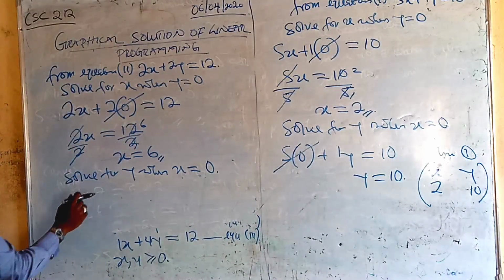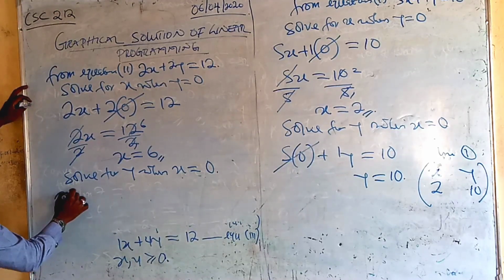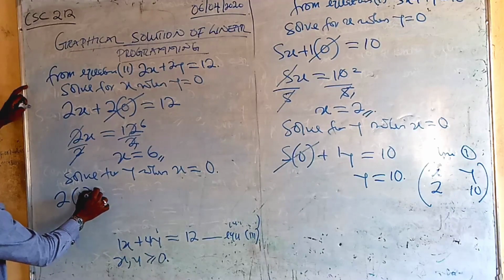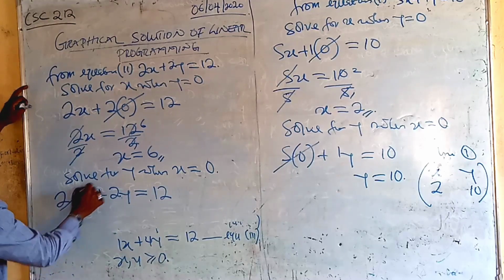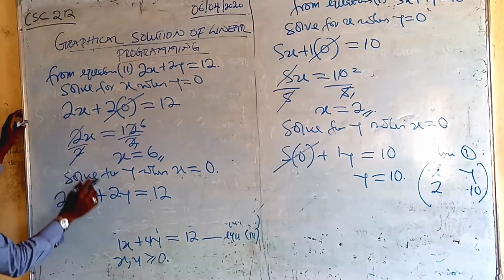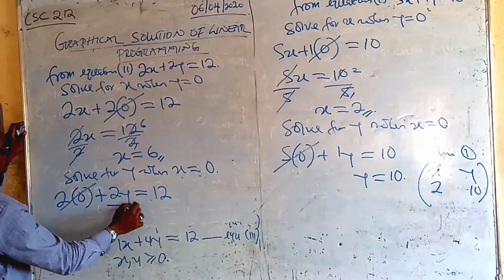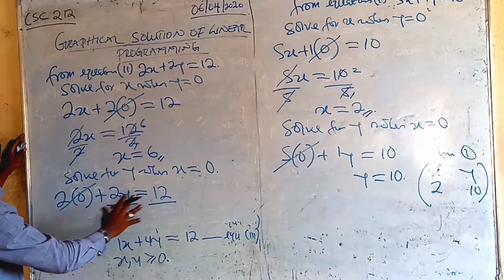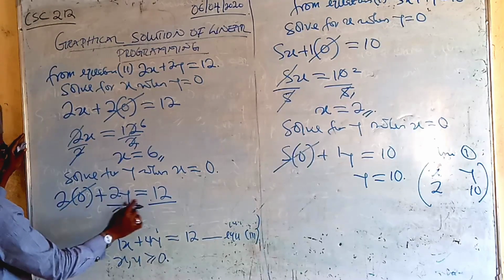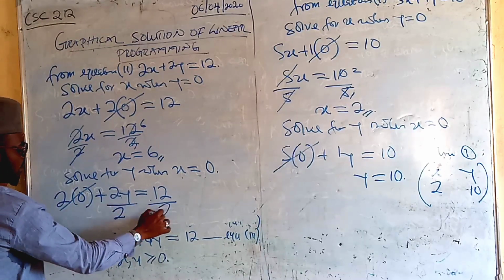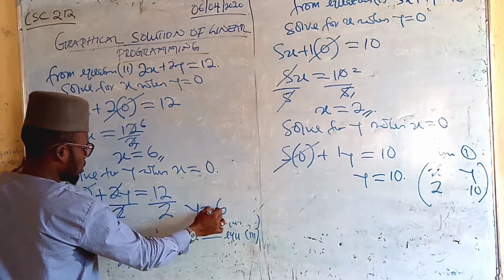So we are going to represent the value of x to be equal to 0 in equation 2. So we have 2 into 0 plus 2y, which is equal to 12. This is gone because 2 times 0 is 0. Then we have 2y, which is equal to 12. To have the value of y, we divide both sides by the coefficient of y, which is 2. 2 goes into 2 once, and 2 into 12 is 6. So y is also equal to 6.